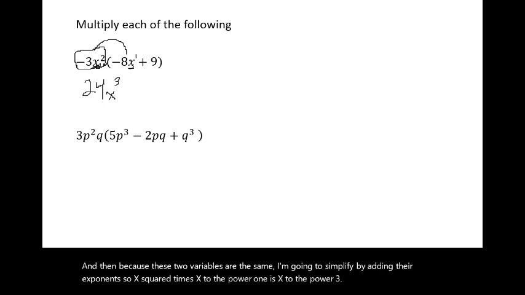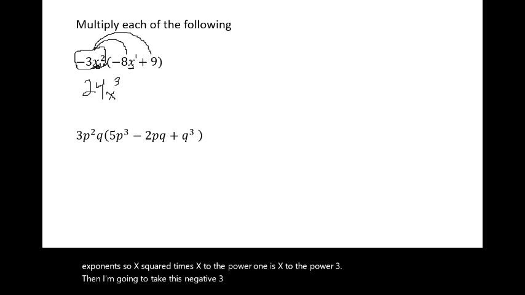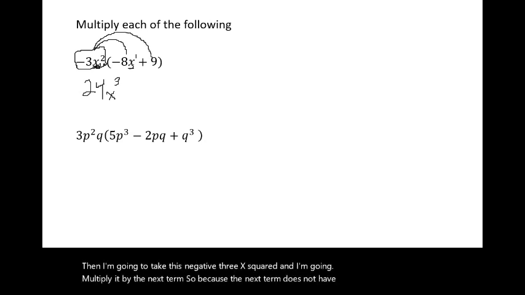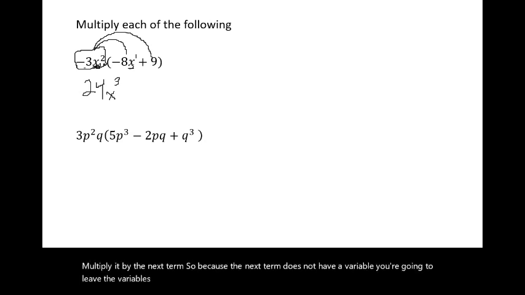Then I'm going to take this negative 3x squared and multiply it by the next term. Because the next term does not have a variable, you're going to leave the variables alone. So you're just going to multiply the coefficients. Negative 3 times 9 is negative 27.